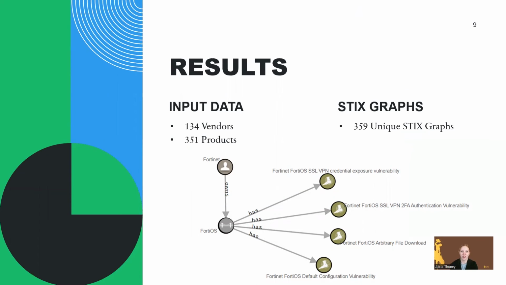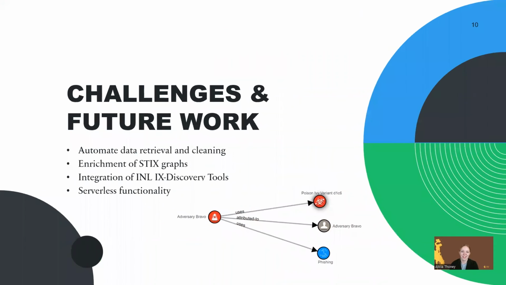currently, TIA has information on 134 vendors and 351 products. With this information, TIA can create 359 unique STIX graphs with 3 unique nodes: identity, infrastructure, and vulnerability. Development on the next iteration of TIA has already begun. Here are a few of our top priorities. First, our vulnerability data comes from the Cybersecurity and Infrastructure Security Agency's known exploited vulnerability database. What that means is that CISA has a database that we're pulling this information from.